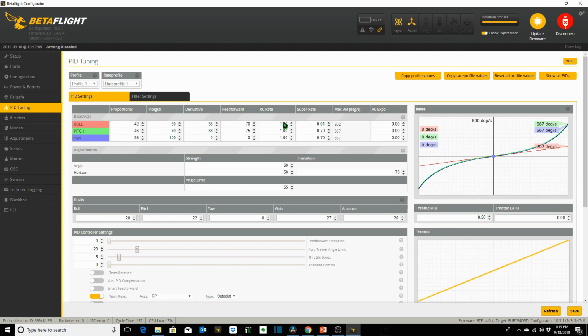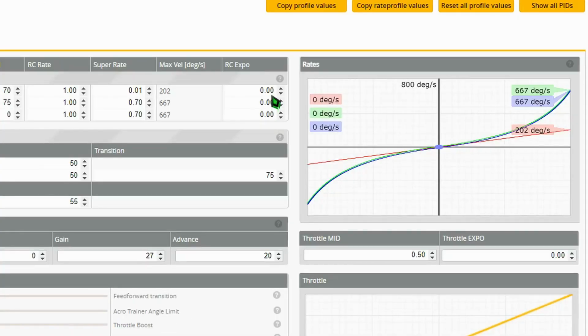We're going to leave this at 1 now, and let's see what happens when we add expo to this linear relationship. So we're going to change it from 0 to 0.1. Keep in mind, at full stick deflection on the roll axis, before we make this change, it's at 202 degrees per second at full stick deflection. And you can see it's still at 202 degrees per second. You did see the line change into somewhat more of a curve when we made that change.